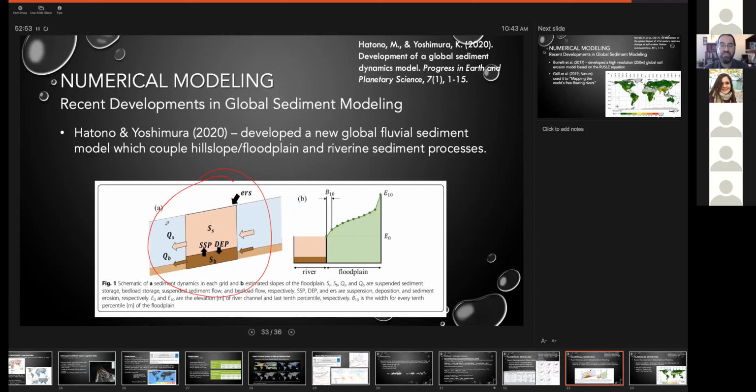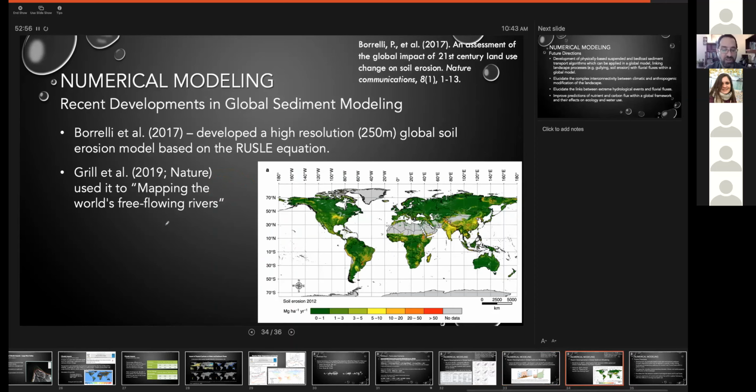And again, all of these things are coming up now. It was pretty lonely, I can tell you, for a long time when it comes to global sediment models. Another two examples that are exciting and new: Borrelli et al. published a global soil erosion model based on the RUSLE equation. It was a static model, to my understanding at least initially, but it was very high resolution, 250 meter resolution.